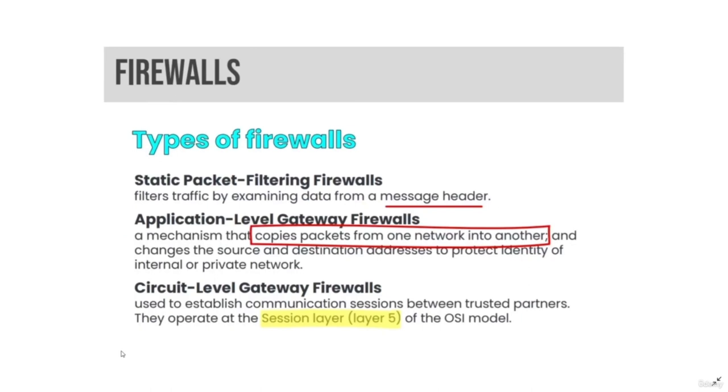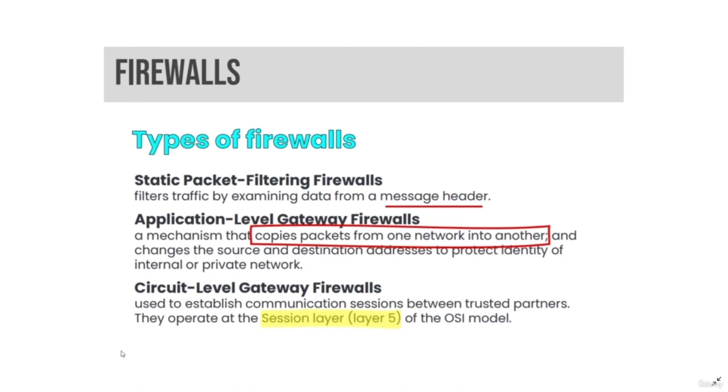So next, let's go over the types of firewalls. These include static packet filtering firewalls, application level gateway firewalls, and circuit level gateway firewalls. Static packet filtering firewalls filter traffic by examining data from a message header. Application level gateway firewalls use a mechanism that copies packets from one network into another. They then change the source and destination addresses to protect the identity of internal or private networks.